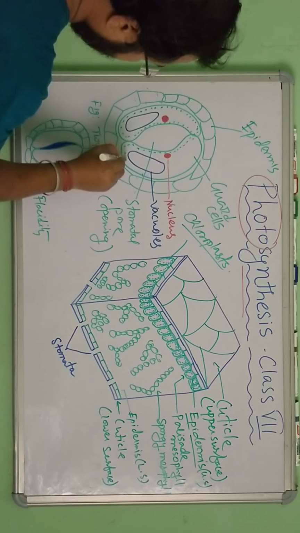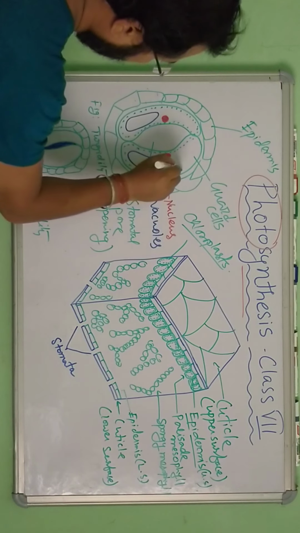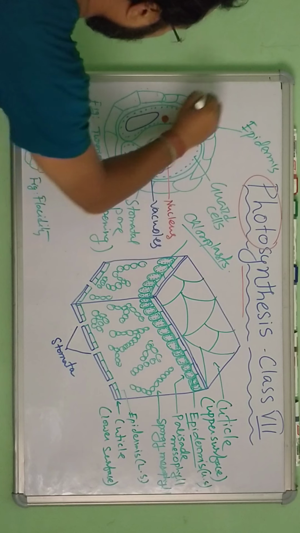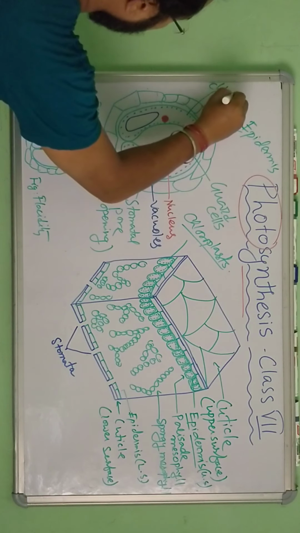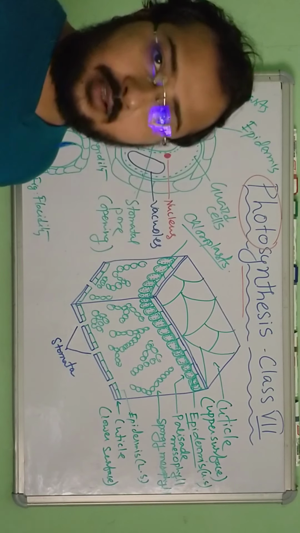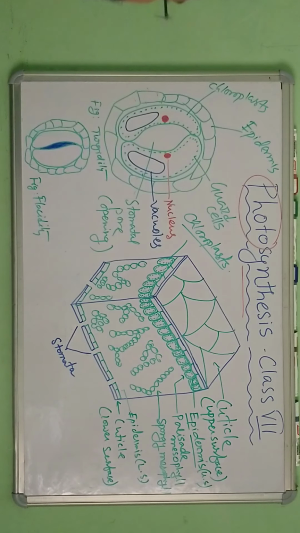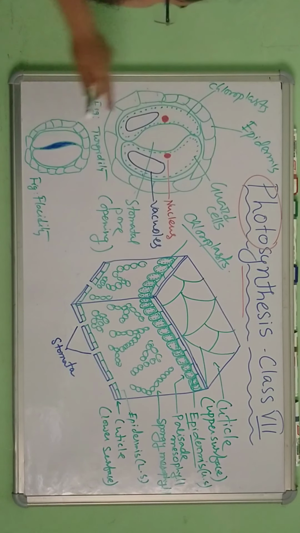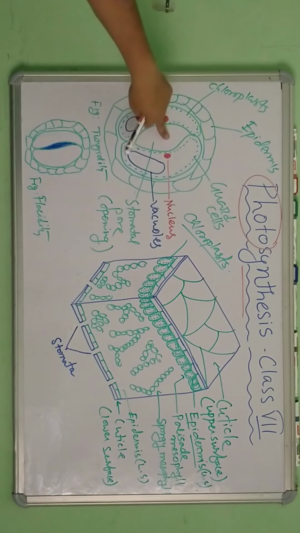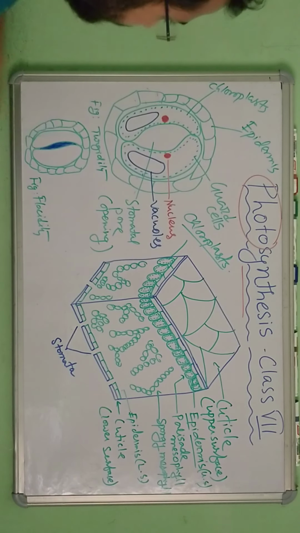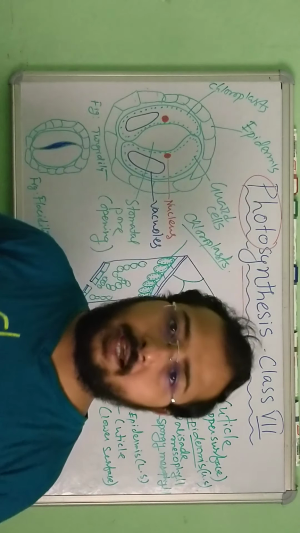So chloroplasts are also seen in the guard cells. Again labeling here, these are the chloroplasts present in the guard cell. So this is the guard cell. All the labeling is done. The epidermis layer is also there. The stomatal pore is open here, and the stomatal pore is closing here. Understood? So this is all about the two diagrams.